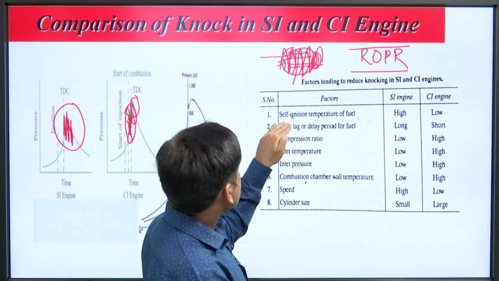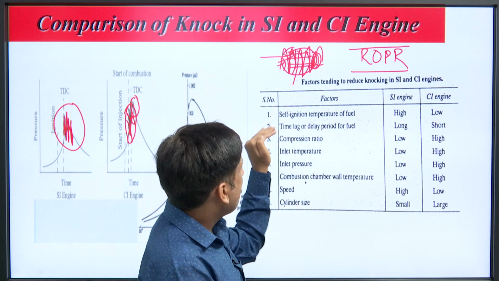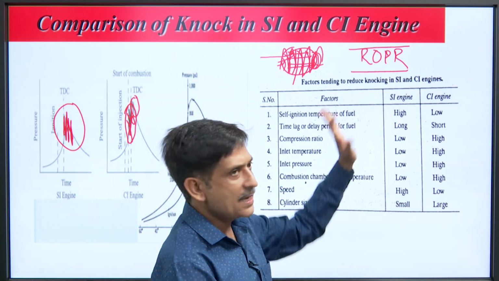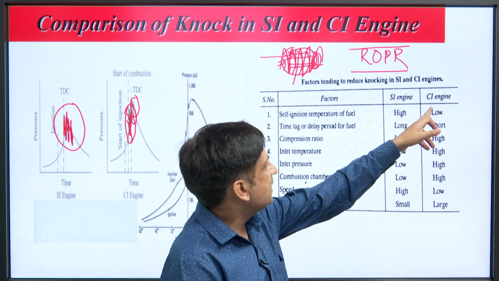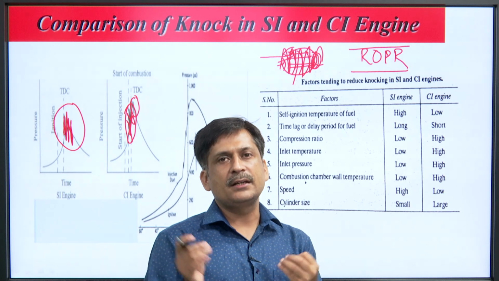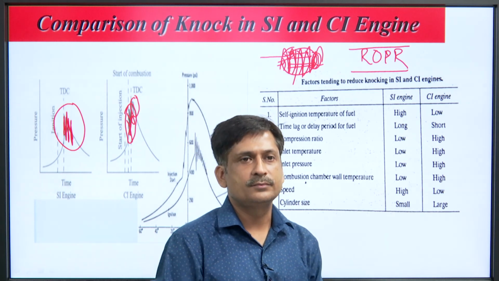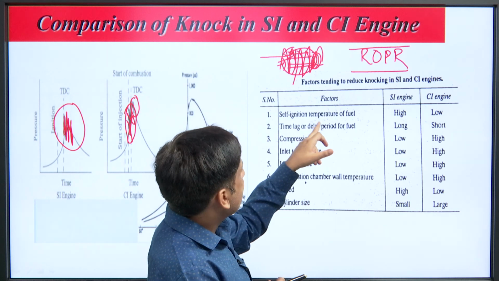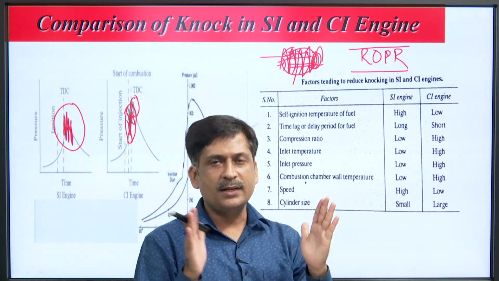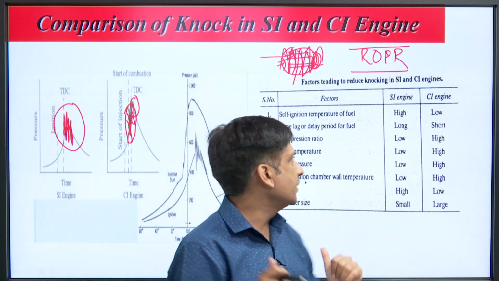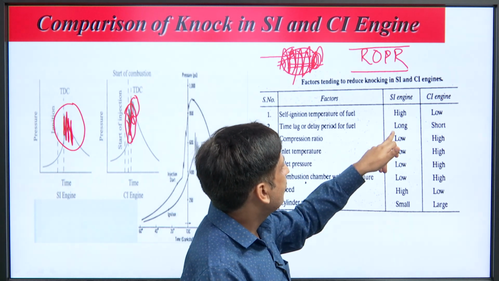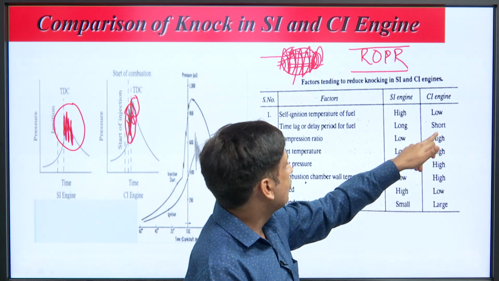If we talk about the self ignition temperature of the fuel, it is desirable for it to be high in an SI engine and for a CI engine it should be low. What is self ignition temperature? It is the temperature at which the fuel starts to burn. If we talk about a CI engine, it should be low, because then less charge is accumulated during the delay period. Second is time lag or delay period. Time lag should be long in an SI engine and for a CI engine it should be short.